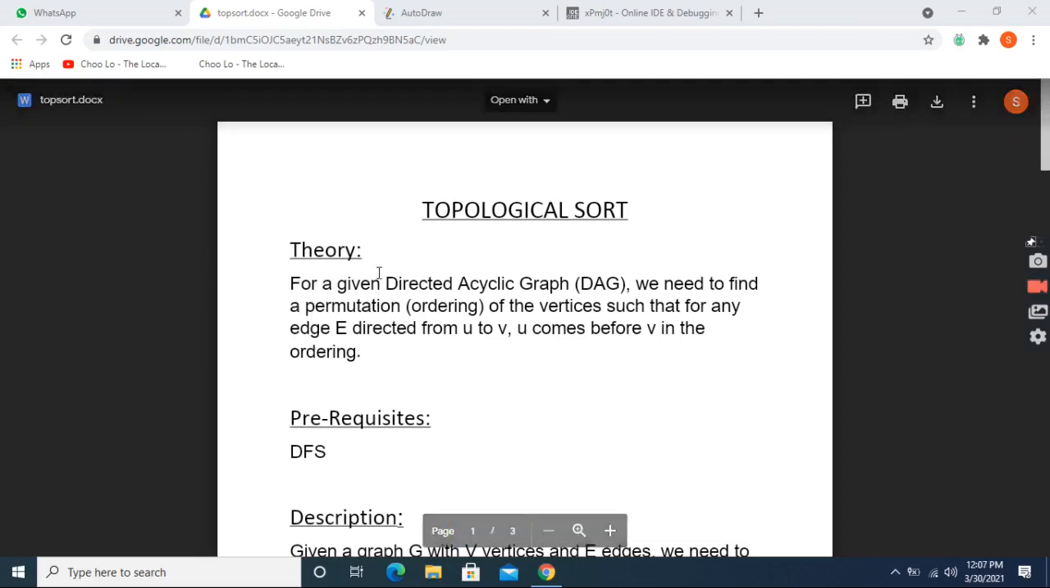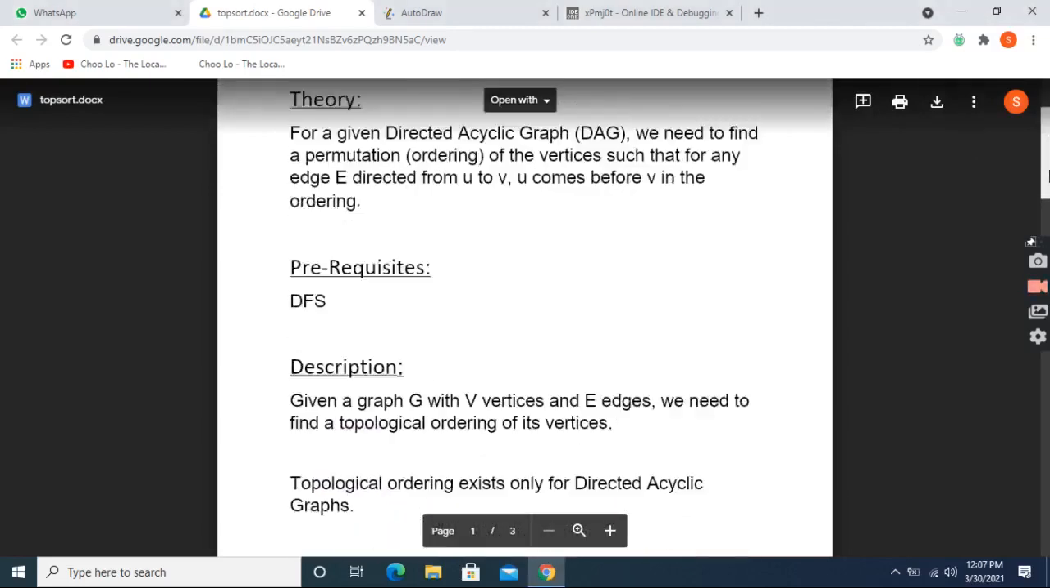So suppose we are given a graph G with V vertices and E edges. We need to find a permutation or an ordering of the vertices such that for any edge E directed from U to V, U comes before V in this ordering. The only prerequisite required for topological sorting is the knowledge of DFS. So if you don't know about DFS, I would request you to please go and learn about DFS first.